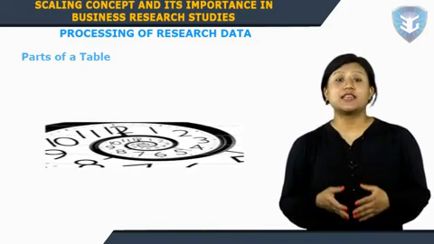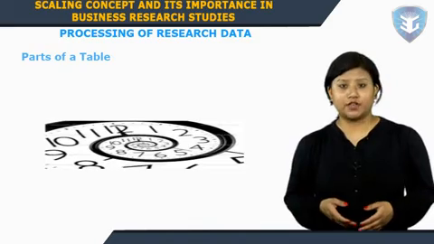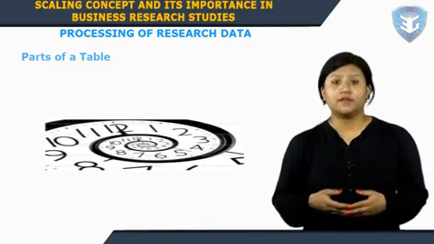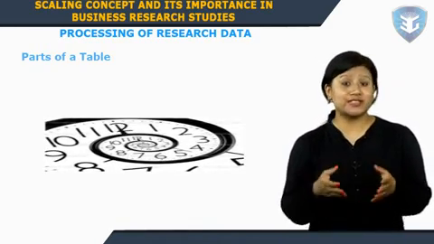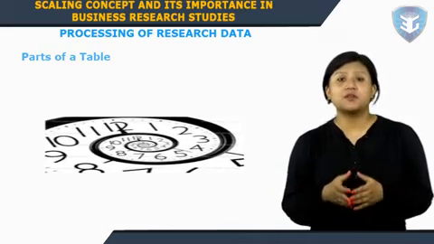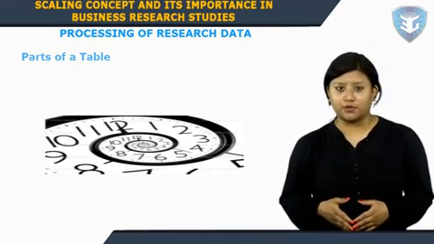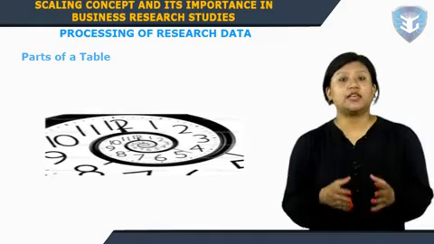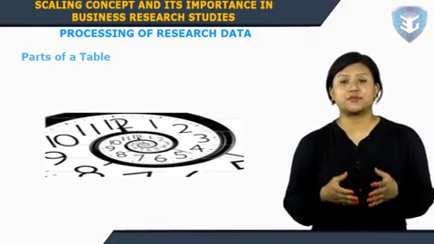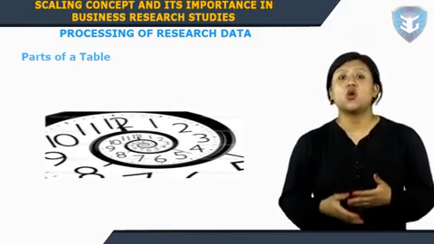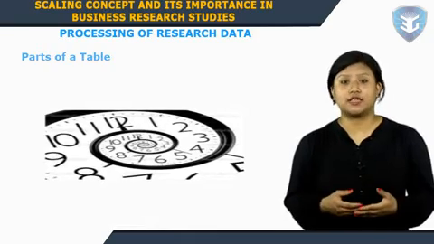Parts of a table. Table number. A table should be numbered for easy identification and reference in future. The table number may be given either in the center or the side of the table, but above the top of the title of the table. Title of the table. Each table must have a brief, self-explanatory and complete title which can indicate the nature of the data contained.